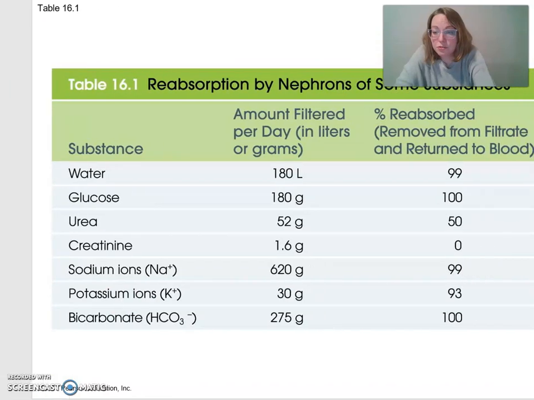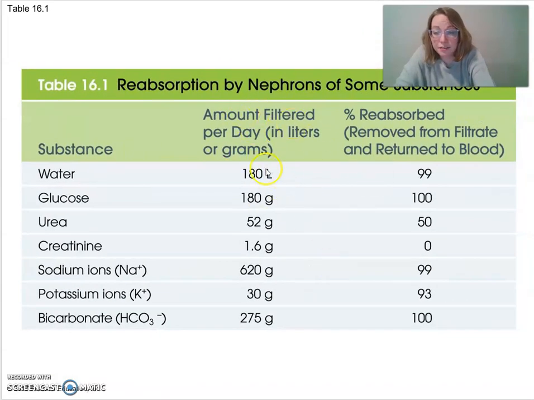And so this table shows you how much you filter every day and what percent is reabsorbed. You'll notice things that we want to keep, like glucose. You don't want to waste glucose, right? So you're going to reabsorb 100%. That means that if there's urine with glucose in it, something's going on. Most likely something like diabetes, where your glucose levels are so high that they didn't have time to reabsorb it all. Whereas wastes, we want to get rid of all of it. We don't want to reabsorb any of it.